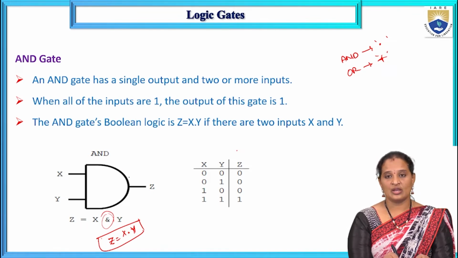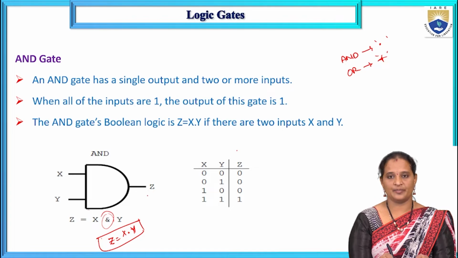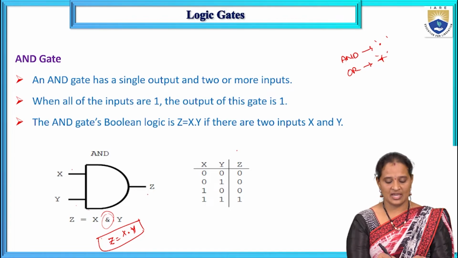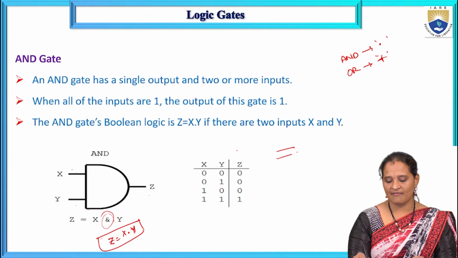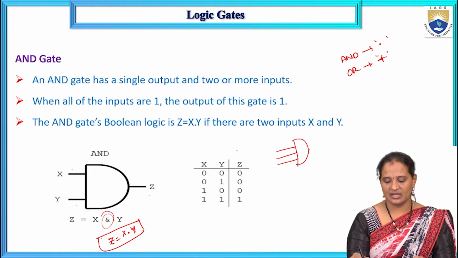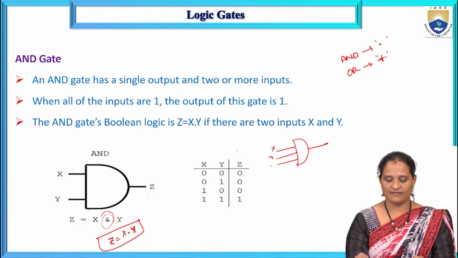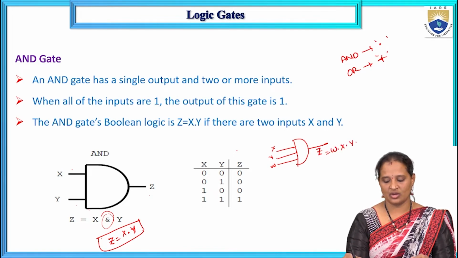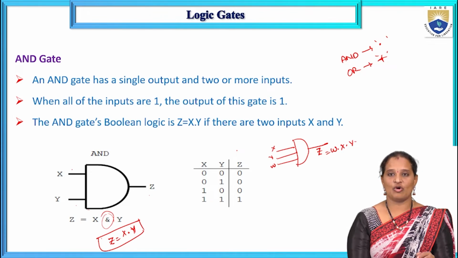So this is the logic gate, AND gate symbol here, which is having 2 inputs and 1 output. Even if I have 3 inputs, the symbol is like this. So if I have W, X, Y, then Z will be equal to W dot X dot Y. So this is the AND operation.